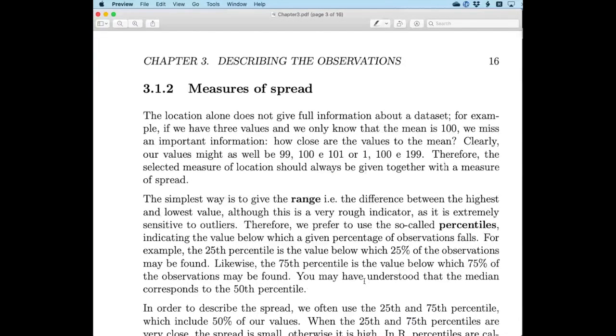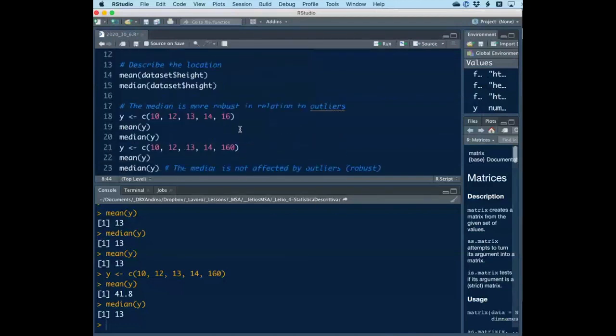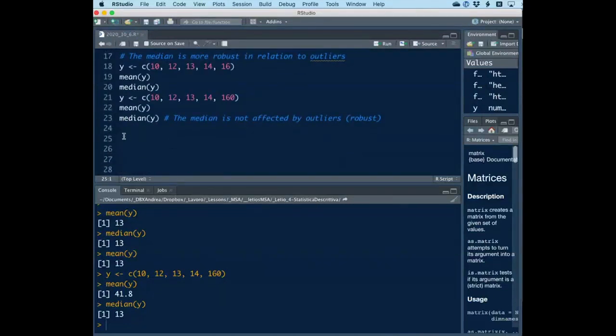I'd like to start talking about measures of spread. So, what is my aim here? Measures of spread. We need to understand how spread out the data are along the real numbers line.